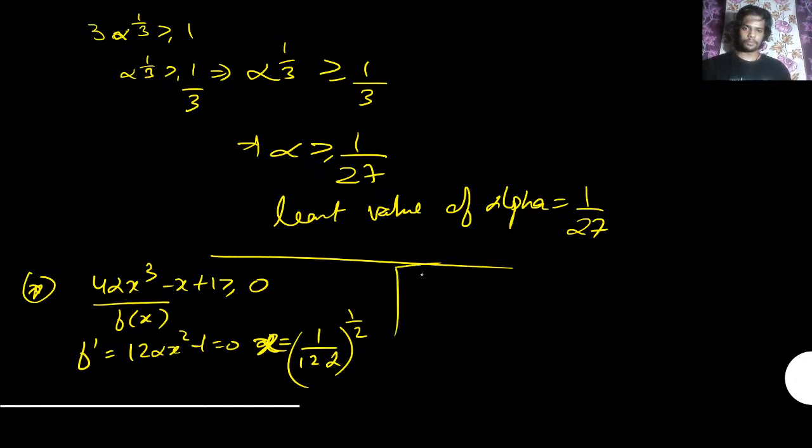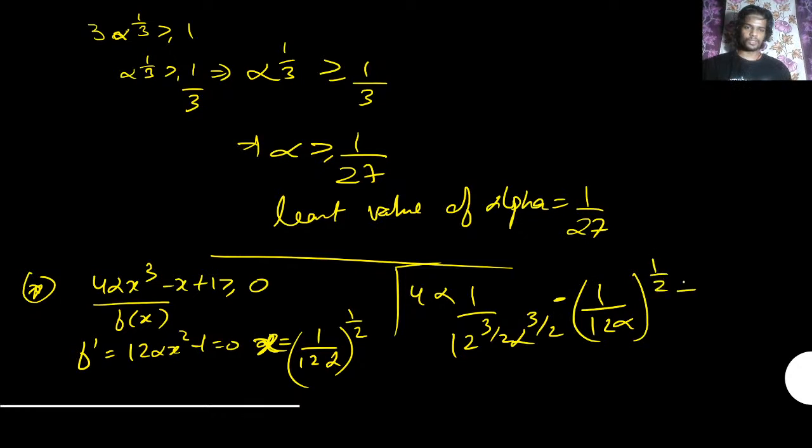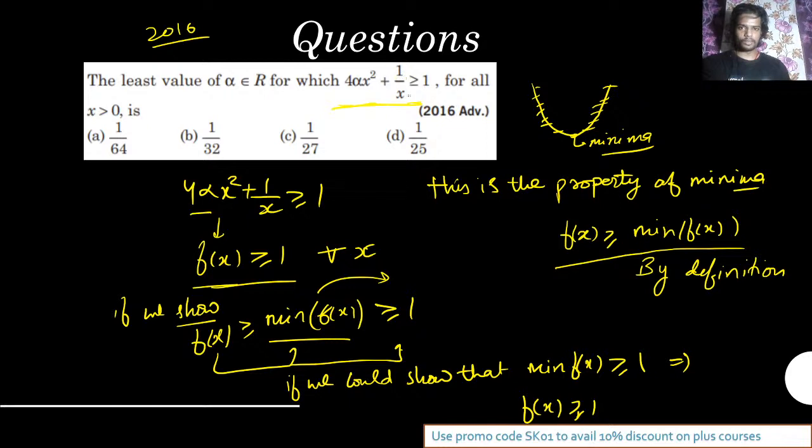Okay. So if you put this value down here, you will get 4 alpha times (1 upon 12 alpha) to the power 3 by 2, minus (1 upon 12 alpha) to the power 1 by 2, plus 1. Now if you solve this, it will become fairly complicated. So I guess this is not the best way to do it. The better way is to leave it as it is and then solve it.